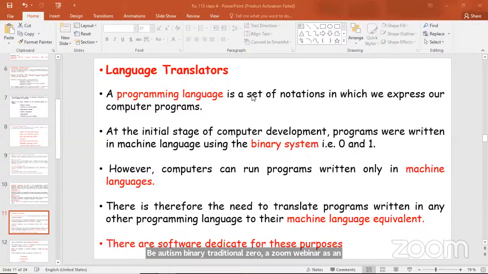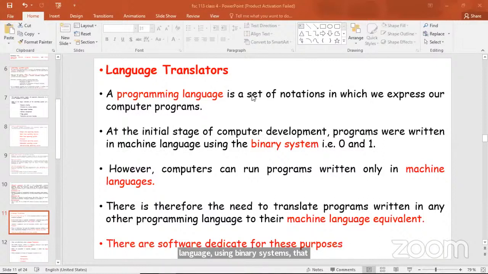So anything you want to type on the computer screen is interpreted into what is called the object code or the machine language. So the language of the computer is the machine language. A programming language is a set of notations in which we can express our computer program. At the initial stage of computer development, programs were written in machine language using binary systems. That means zeros and ones.